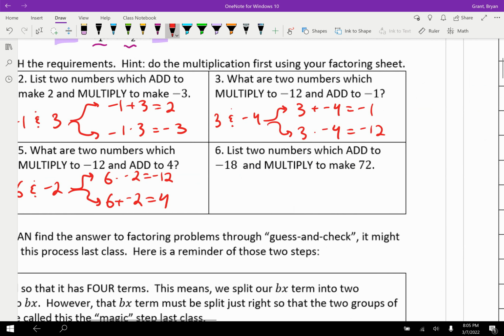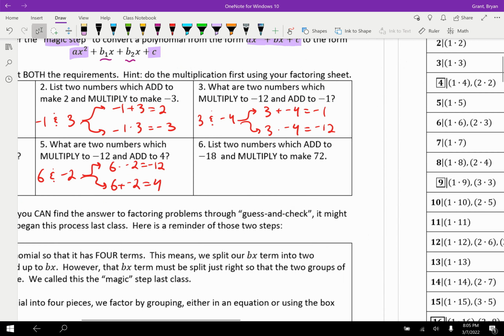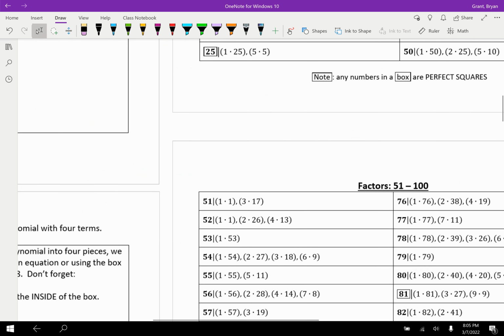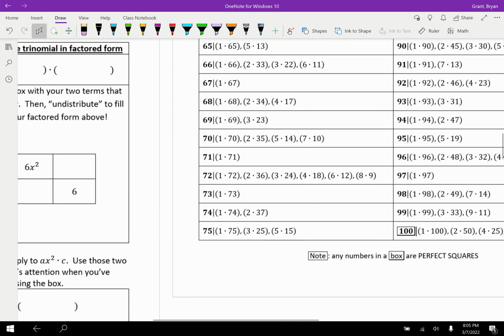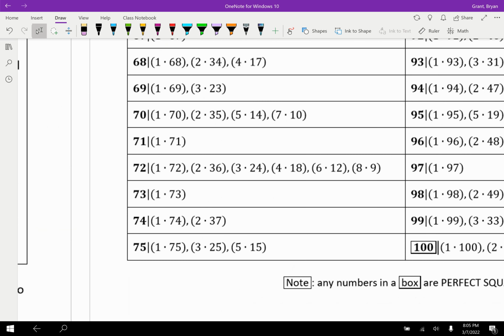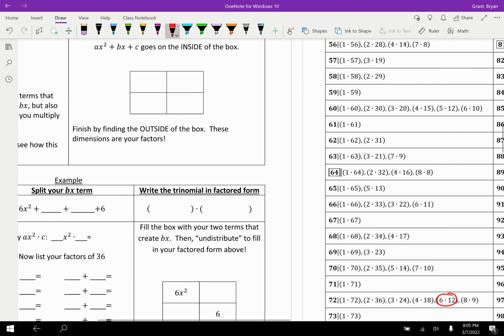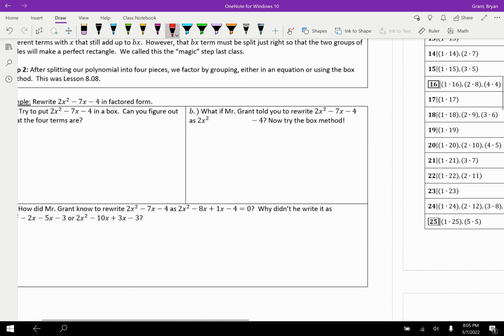Last but not least, negative 18, multiply to make 72. This one could be a tough one. Let's go ahead and jump down to 72. I know 72 has lots of factors, so probably it's a good one to finish. Which ones are 18 apart? These aren't 18 apart. I don't think any of these are 18 apart, but do they add to 18? I think these guys add to 18, don't they? 6 and 12. So let's see if we can make this work with 6 and 12.